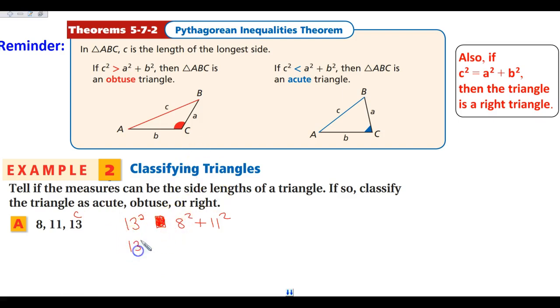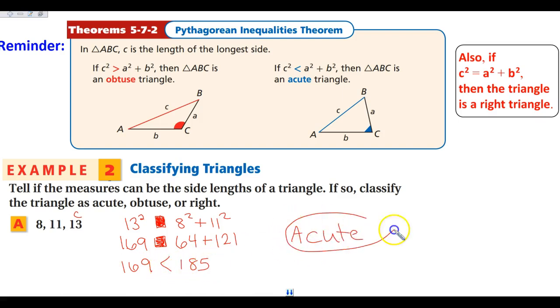So I'm going to do 13 squared here, which is 169. And I'm going to compare that to 8 squared, which is 64, plus 11 squared, which is 121. So 64 plus 121 is 185. So my c squared is less than my a squared plus b squared, which means my triangle is acute. Please make sure that you are always writing your c squared first with this, because then your sign is going to match what you want it to do.